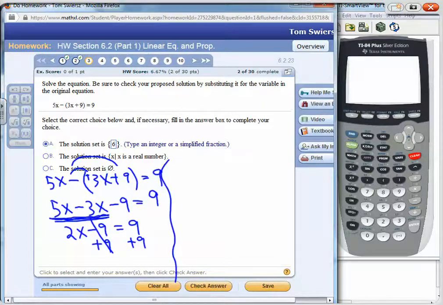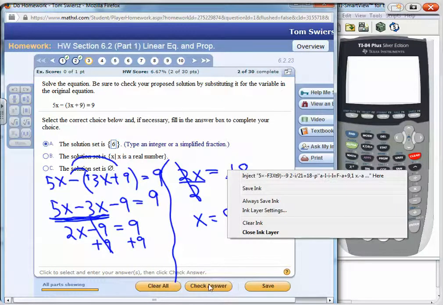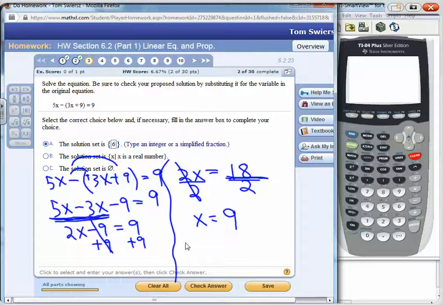So now what do we have? The left side, we have 2x. 9 plus 9 is a positive 18. To make it 1x, or just x, divide by 2, because 2 divided by 2 is 1. 1 times x is just x. Divide the right side by 2 as well, and 18 divided by 2 is equal to 9. All right, so we'll go ahead and put that in to make sure we have our correct answer.